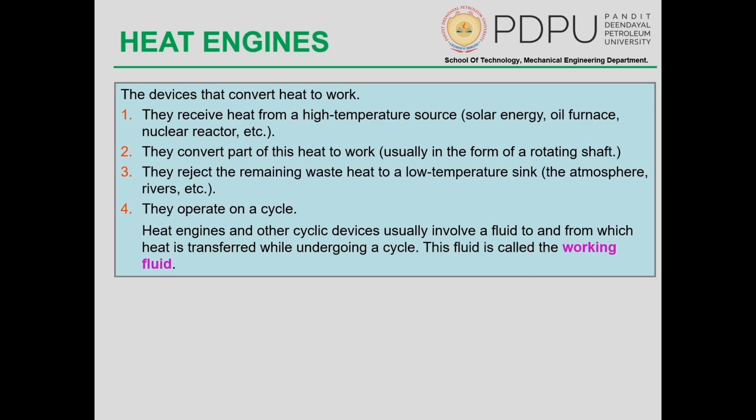In our case it was fuel which was burning and providing us the high temperature source, and a part of it is getting converted from heat to work. In our case it was the motion of the wheels that we are getting, or the shaft that is rotated in the engine. Third, they reject the remaining waste heat to the low temperature sink, which we had also seen. The fourth point is something that we had not touched, that is they operate on a cycle. Now if you look at the following line, it says heat engines and other cyclic devices usually involve a fluid to and from which heat is transferred while undergoing a cycle.